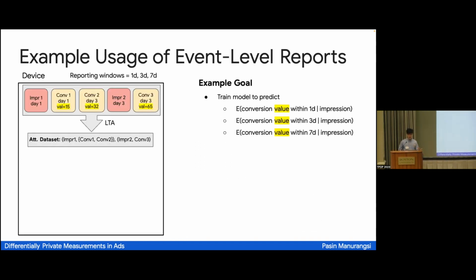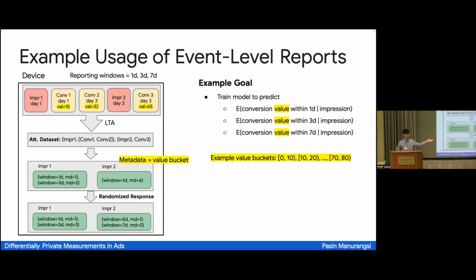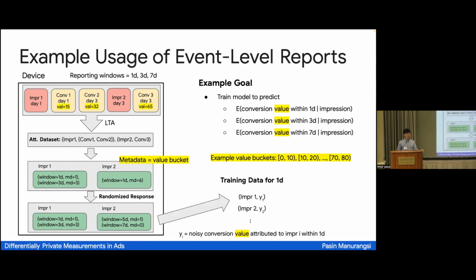The same goes if you want to predict conversion value instead of just whether there is a conversion. In the case of conversion value, it becomes a little bit more complicated because you have to discretize your value into the 3 metadata bits allowed by the API. One way you can try is to bucketize your value, and in this case your metadata would be the value bucket. Then again, you can do very much the same thing as in the previous slide.